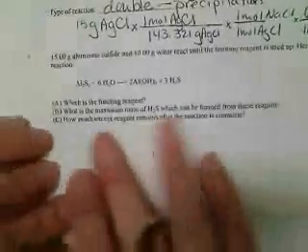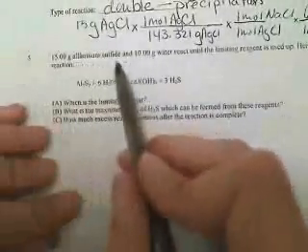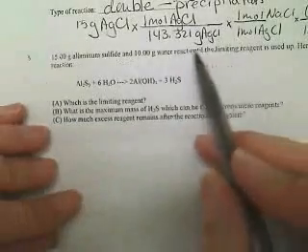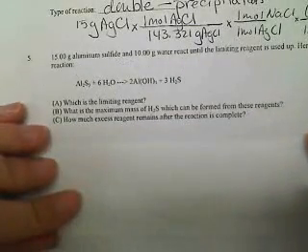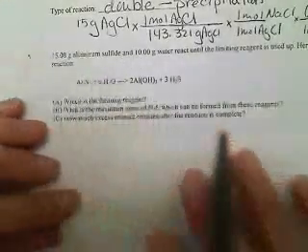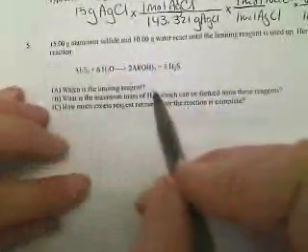This is a limiting reactants problem. On this one, you have 15 grams of aluminum sulfide and 10 grams of water. The limiting reactant is the one that is used up. Here is a balanced equation for the reaction. So, which is the limiting reactant?